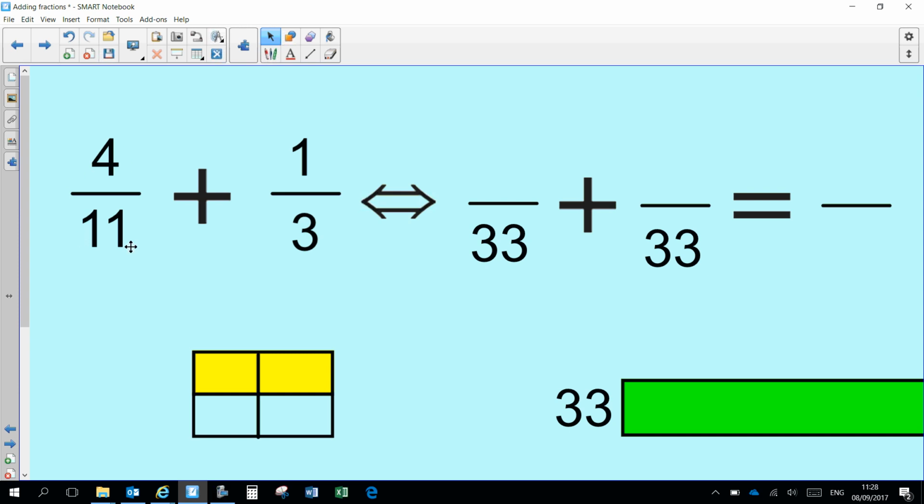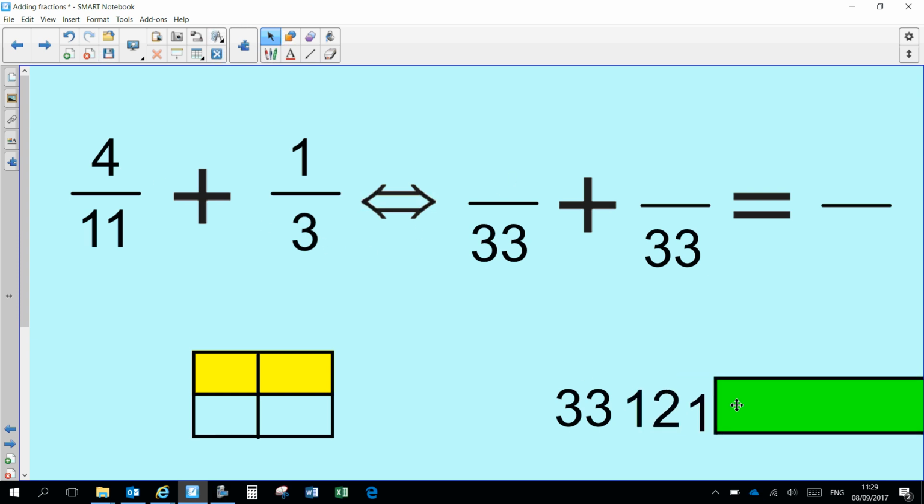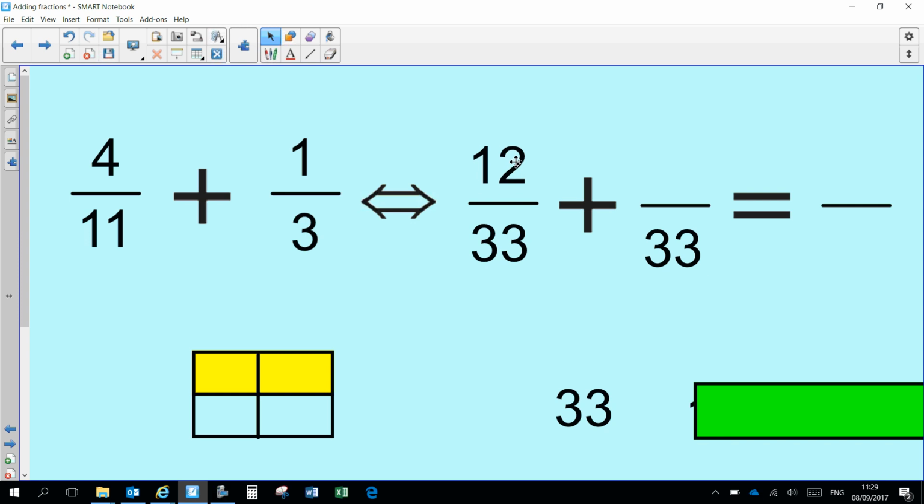We want this as an equivalent fraction over 33. Then we multiplied 11 by 3 to get 33. So we simply multiply the 4 by the 3 to give us 12, and we can put that straight up there. So 4 over 11 is equivalent to 12 over 33. If you draw it pictorially, they would be exactly the same shaded areas of the same amount.